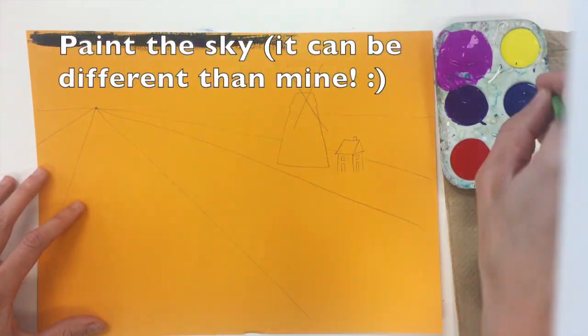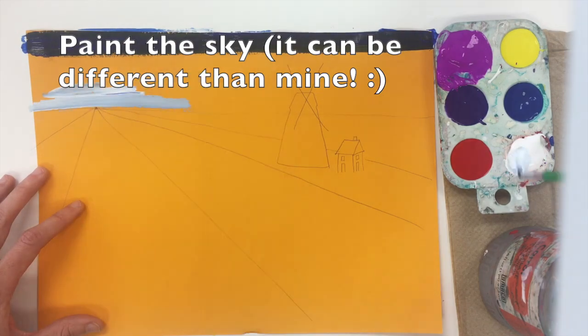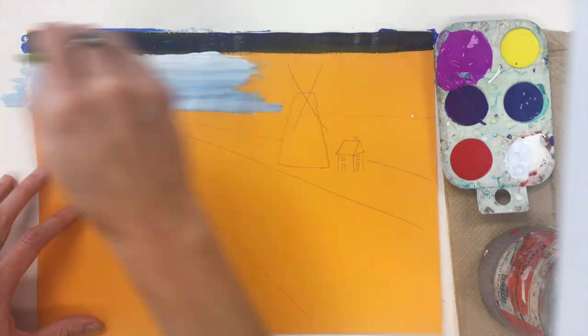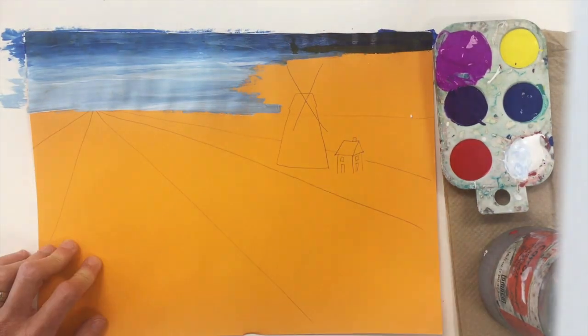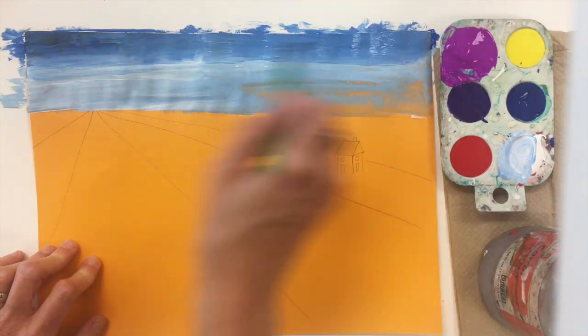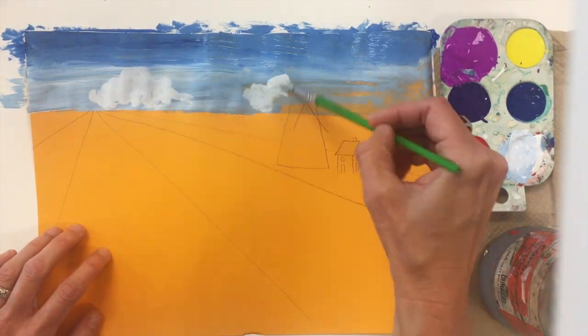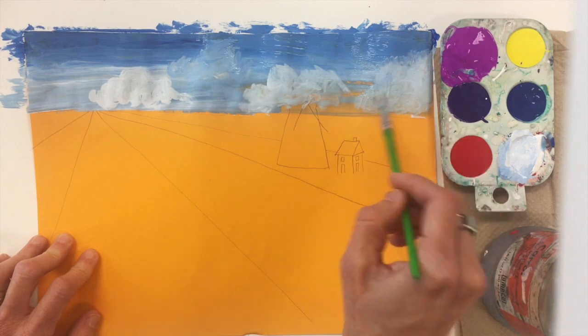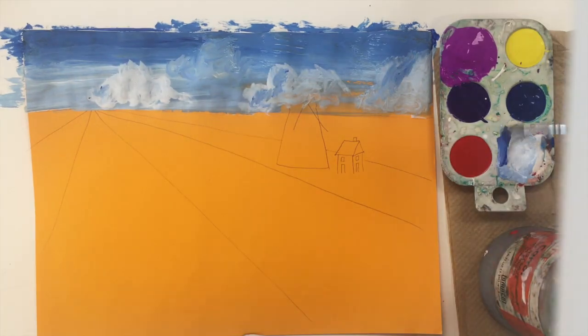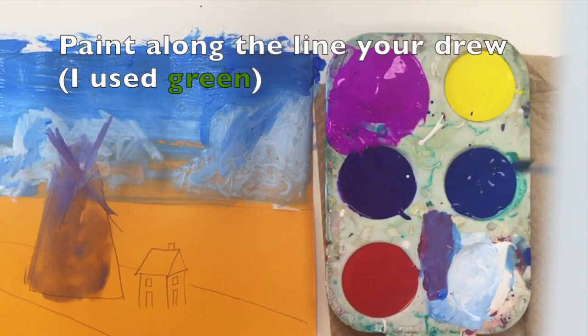Now we're going to paint background first. So our background is the sky. Your sky may look any way that you'd like. I made my sky by doing blue at the top and white at the bottom. Maybe you'd like to add some fluffy clouds.